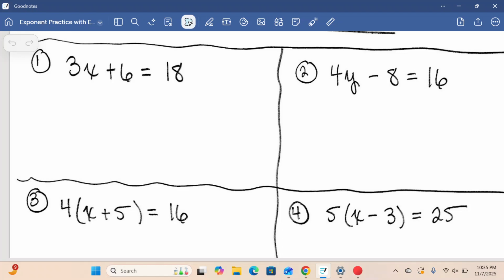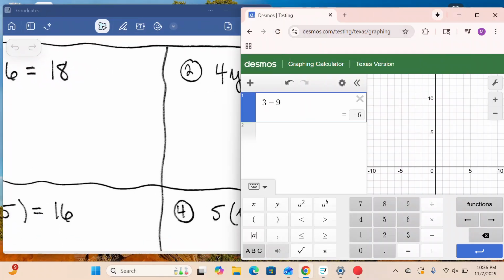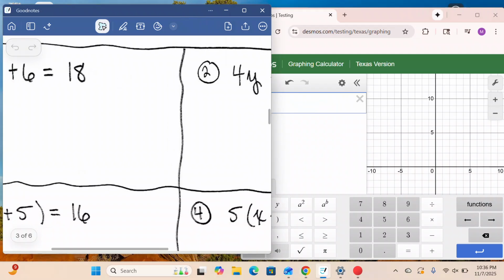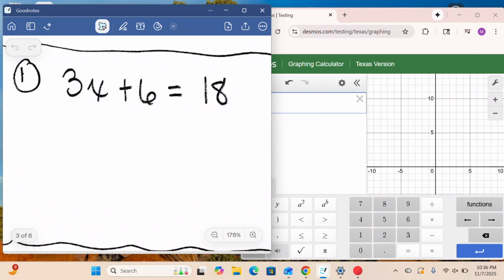So if you look at question number one, we are going to be looking at the first one, and I'm going to go ahead and split the screen, and I'm going to have my trusty Desmos right next to me just in case I do need some help with addition, subtraction, multiplication, and division of integers. So we'll get started with our simple equation, and then we'll move on to complicated equations.